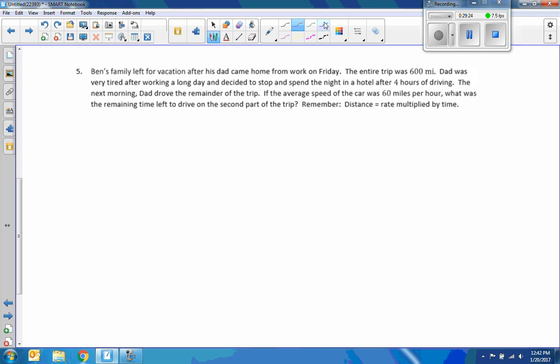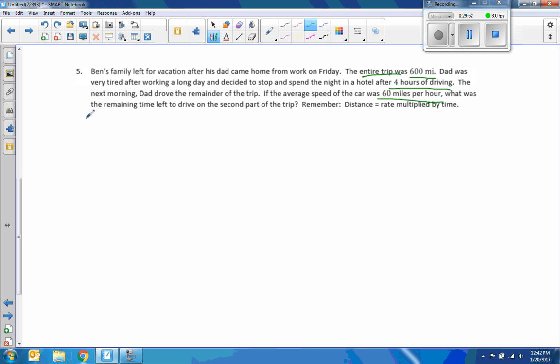Number 5. Ben's family left on vacation after his dad came home from work on Friday. The entire trip was 6 hours. Dad was very tired after working a long day and decided to stop and spend the night in a hotel after 4 hours of travel. The next morning, Dad drove the remainder of the trip. If the average speed of the car was 60 miles per hour, what was the remaining time left on the second part of the trip?